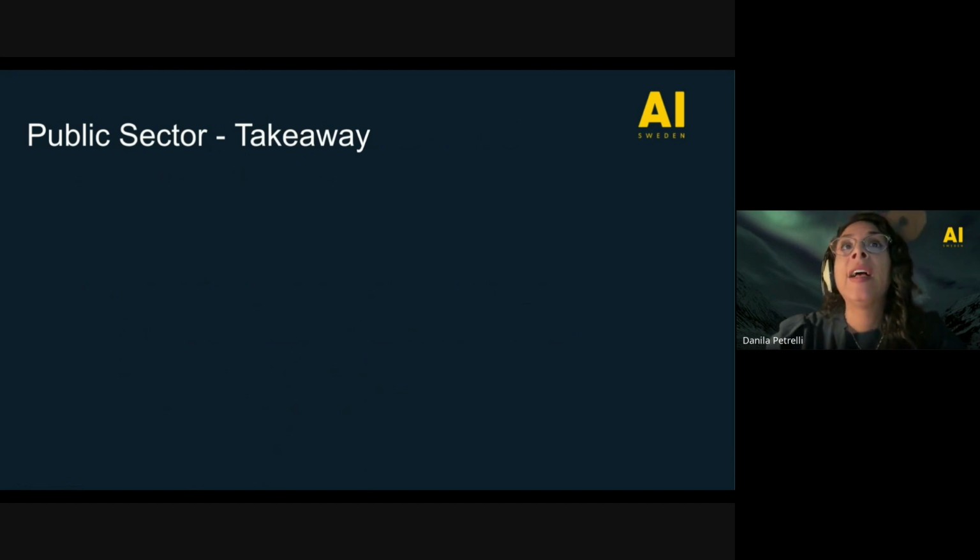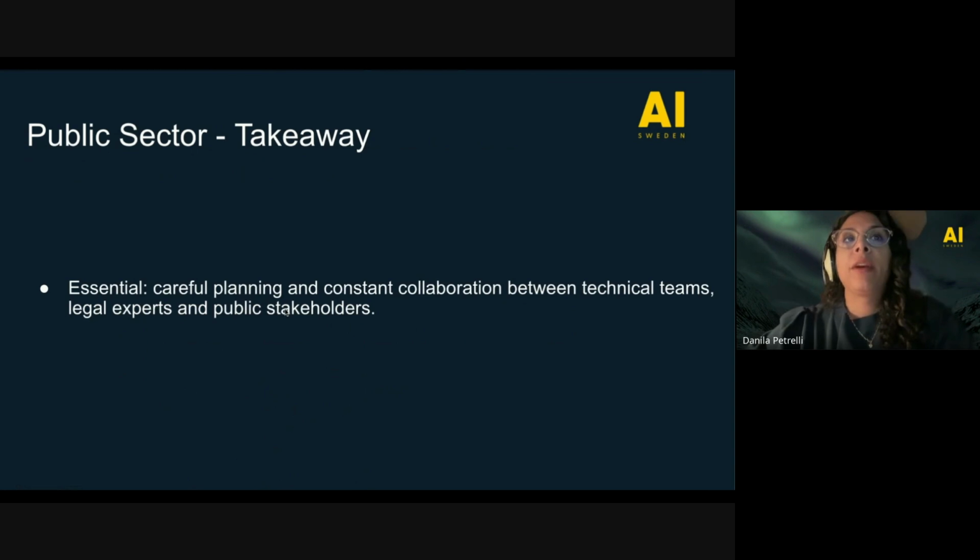We'll be very quick here. Public sector takeaway. In this case, instead, I think I learned that it's essential to do careful planning that involves constant collaboration from the start between the technical teams, the legal experts, and public stakeholders. And I must say, I realize how important it is to build competences in the field of legal tech and having these bridges and experts. I feel very blessed because we do have extremely knowledgeable lawyers when it comes to tech in my organization, but so many more resources are needed for this to go quicker and smoother.